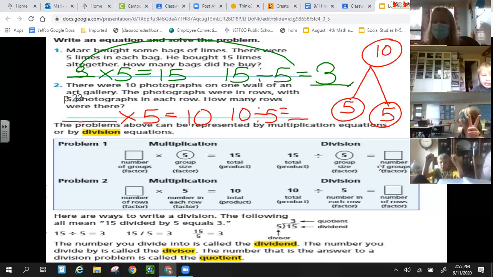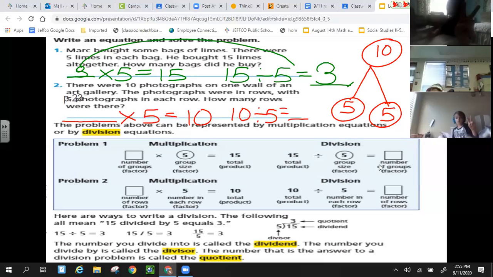I see Jensen's got it figured out. Reese and Clara. Reese. Clara, good job.